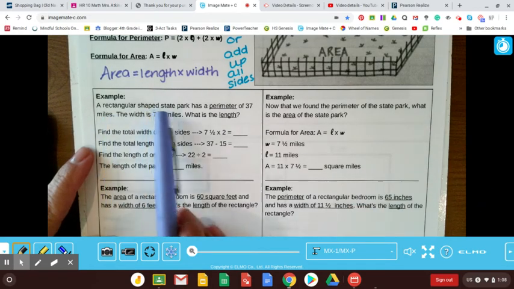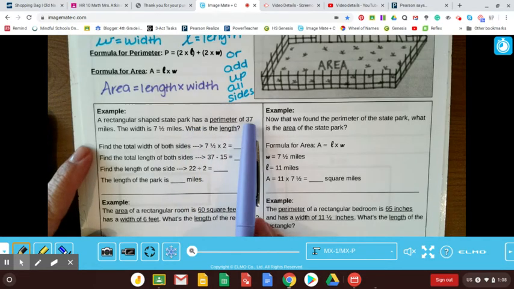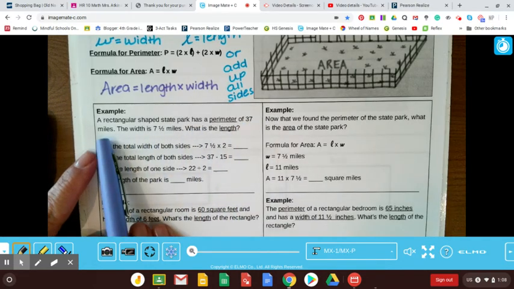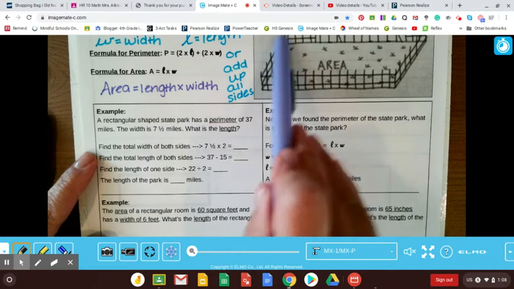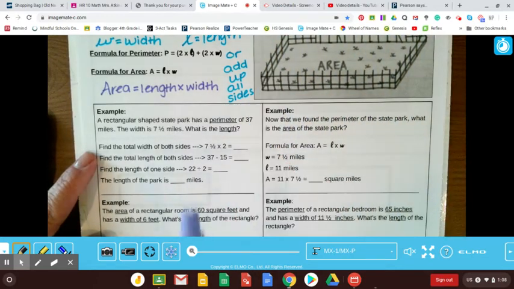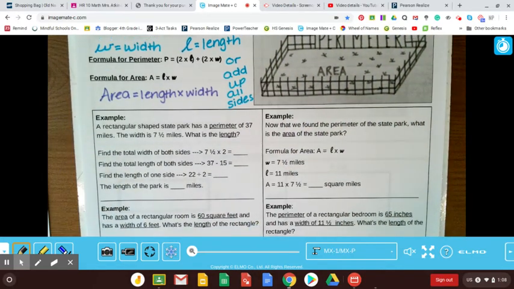All right, so here's our first example. A rectangular shaped state park has a perimeter of 37 miles. So that means perimeter means the outside of it, right? The outside is 37 miles. The width is 7.5 miles. What is the length? Oof.